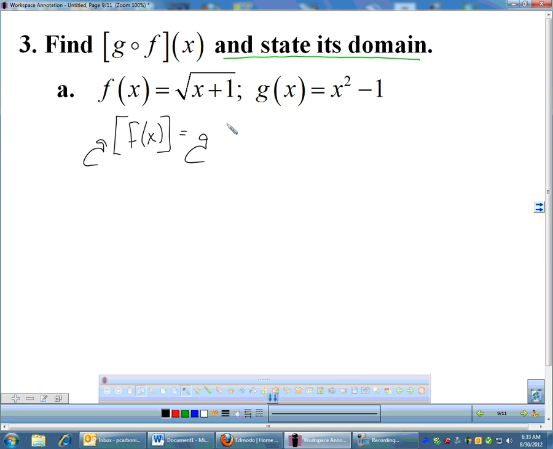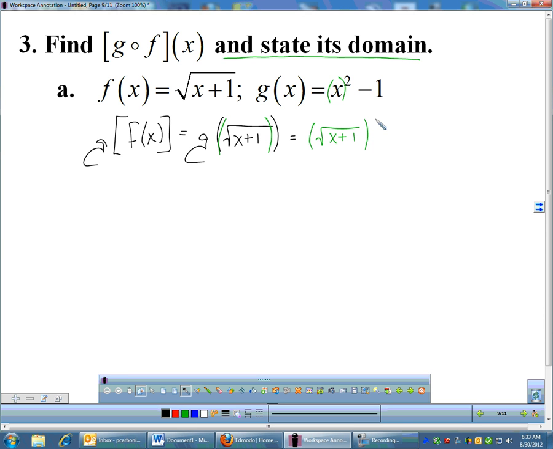Well, f of x is square root of x plus 1. And then that means I need to take the square root of x plus 1 and plug it in for x up here. So this is going to be the square root of x plus 1 all squared minus 1. Now, what's important about these problems is you really need to find the domain before you clean up.